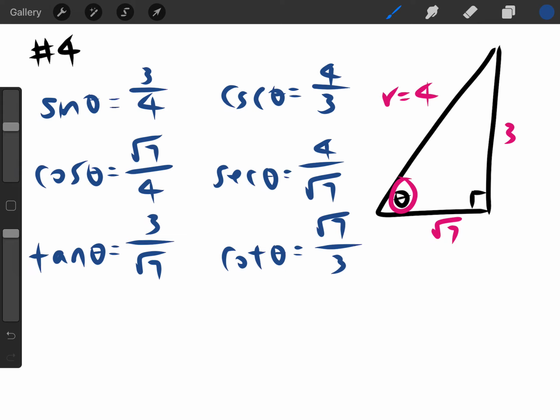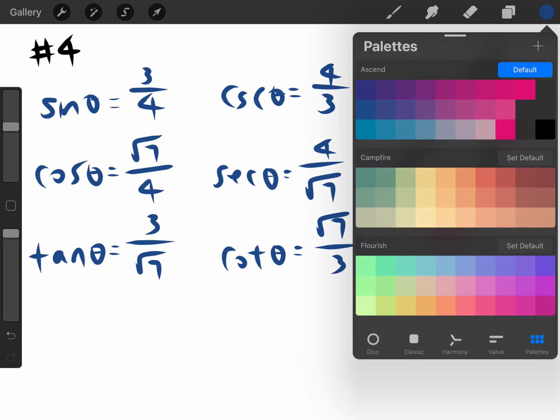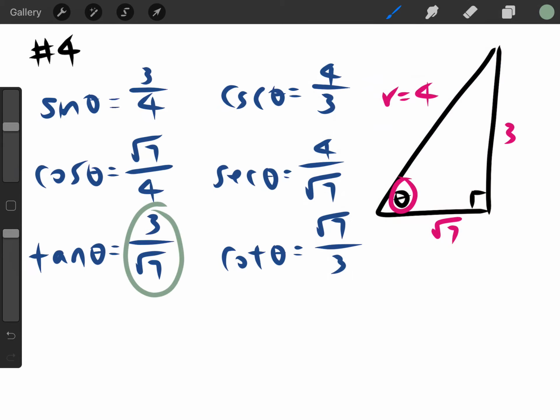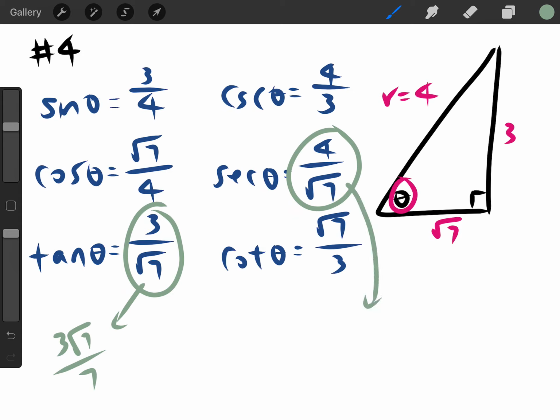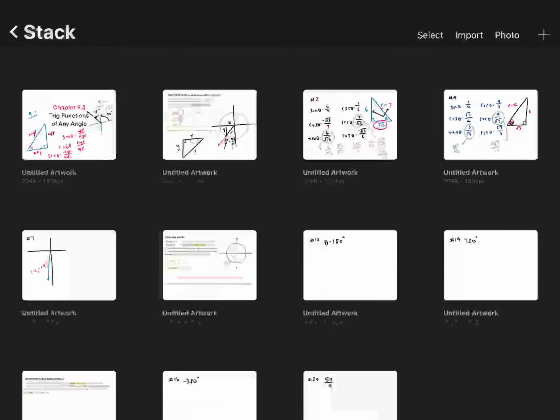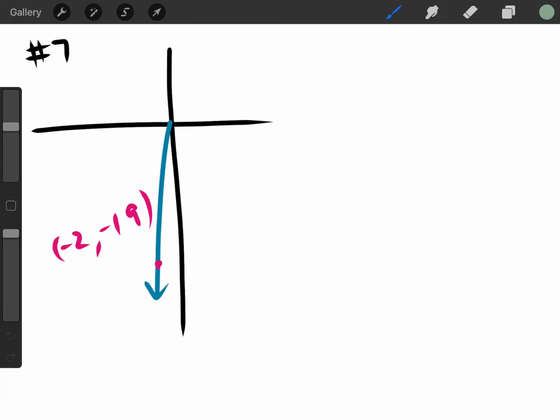Okay, so you have to rationalize all the ones with a radical in the denominator. So let's do that. This one needs to be rationalized too. I'm going to just skip the step. You can do this on your own by multiplying by rad 7 over rad 7. So this one is going to be 3 rad 7 over 7. This one right here is going to be 4 rad 7 over 7. Okay, that's number 4. So number 7.